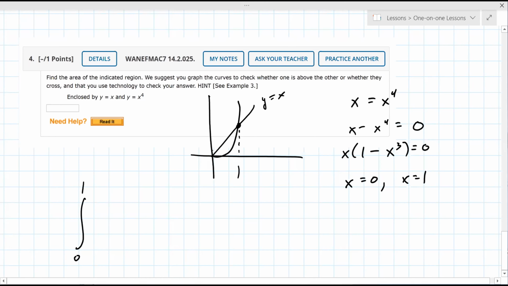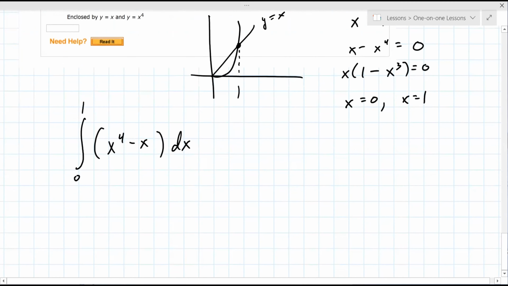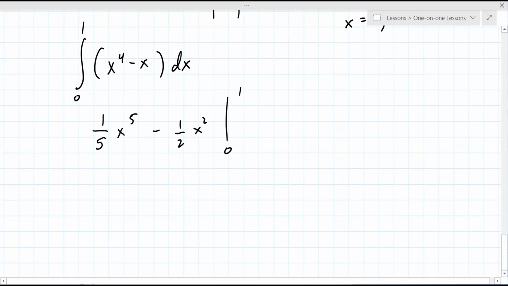Now, let me illustrate that point I was making. Let's say you didn't know that x was on the top, and you think it's x to the fourth minus x, which is wrong, but let's go with this for a moment. This becomes 1/5 x to the fifth minus 1/2 x squared evaluated from 0 to 1. You end up getting 1/5 minus 1/2, and this is all 0 over here.